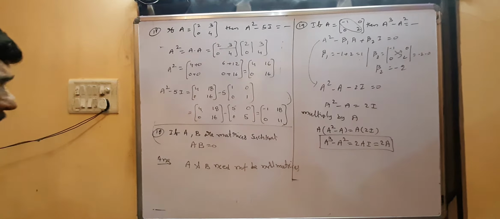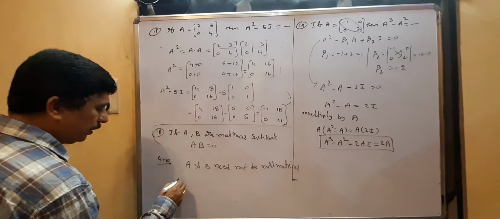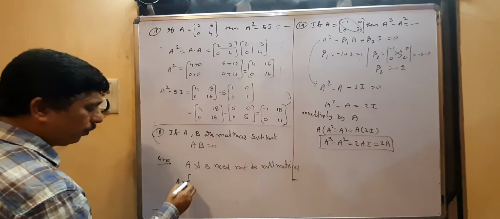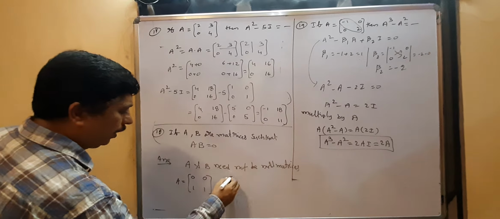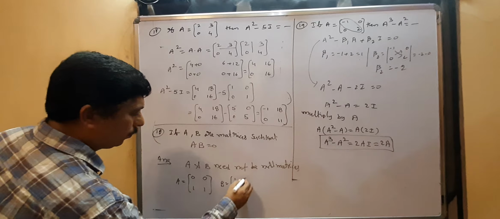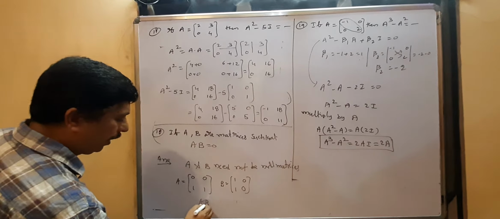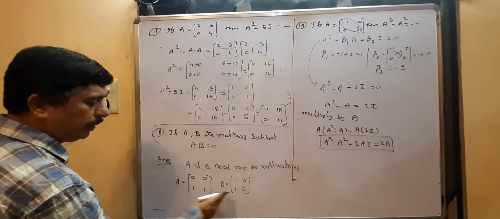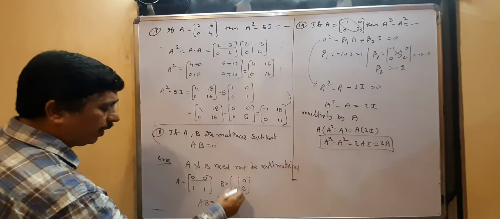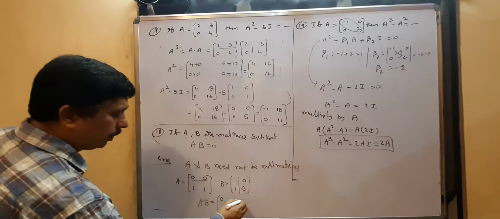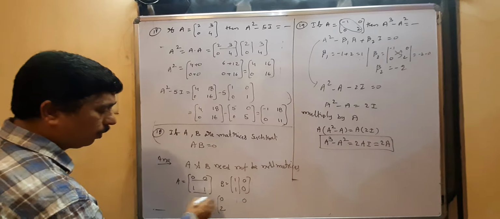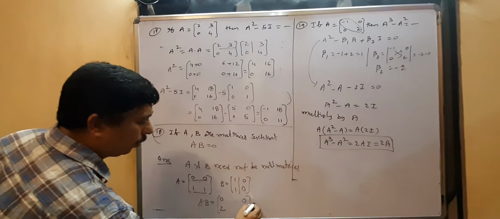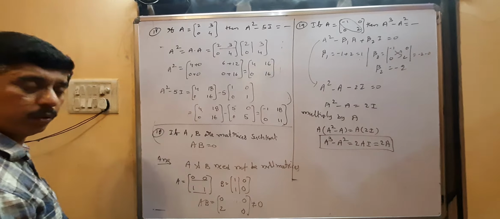For example, if one matrix A is given as 0 0 1 1, and B matrix you can take 1 1 0 0. A is not equal to 0, B is not equal to 0. If you take AB, row into column, 0 plus 0 is 0, 0 plus 0 is 0, 1 plus 1 gives 2. This is not equal to 0.